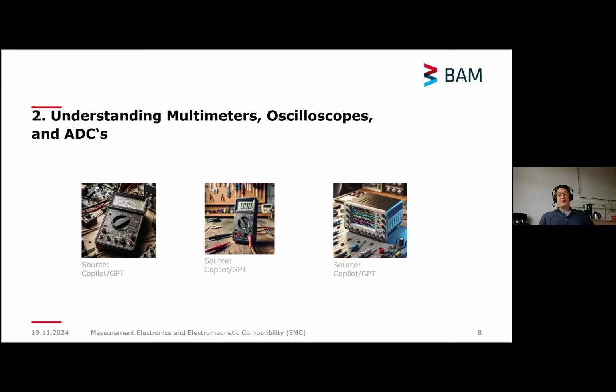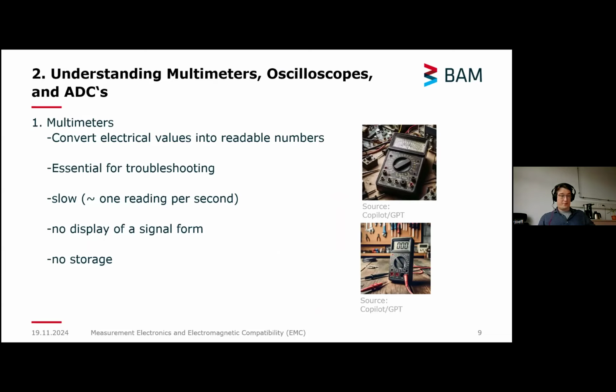So understanding the multimeters, oscilloscopes, and analog digital converters would be the basics I want to give you at this point. The multimeters are converting electrical values into readable numbers, essential for troubleshooting. They are really slow. They read one measurement per second, maybe a bit faster could be possible with modern multimeters, but they cannot display the signal form and they cannot store the values you want to acquire in your measurement setup.